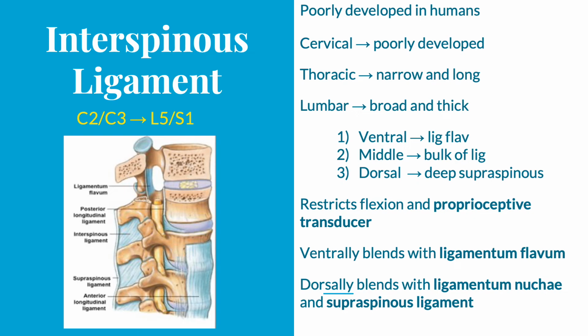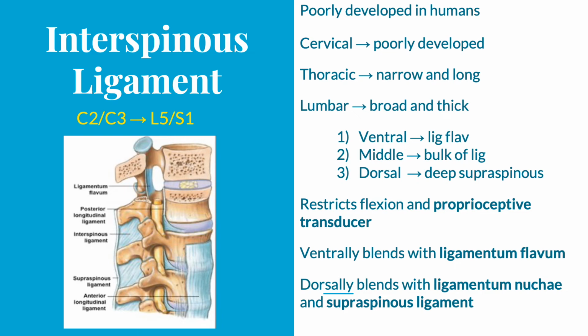And then each of those layers is going to blend with something else or have a specific feature of it. So the ventral interspinous ligament in the lumbar region is going to blend with that ligamentum flavum. The middle interspinous ligament in the lumbar region forms the bulk of the ligament, so that's the majority of it. And then the dorsal one blends with that deep supraspinous ligament.